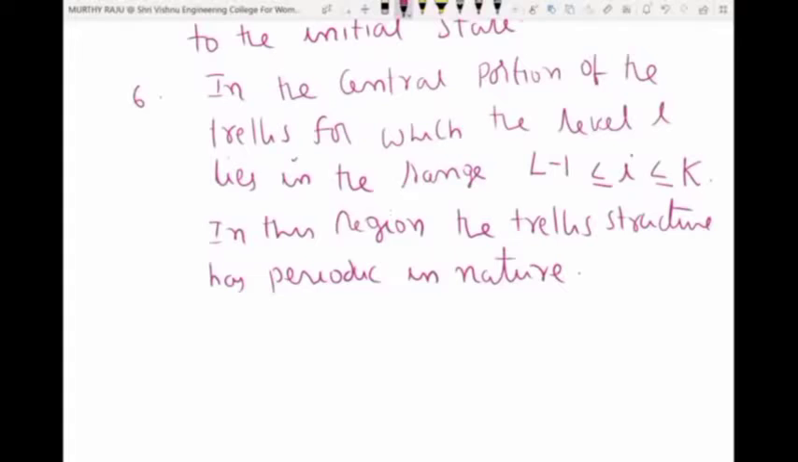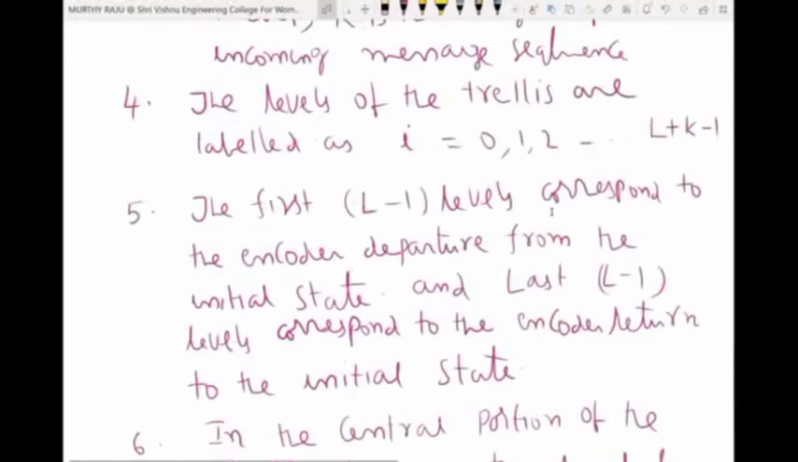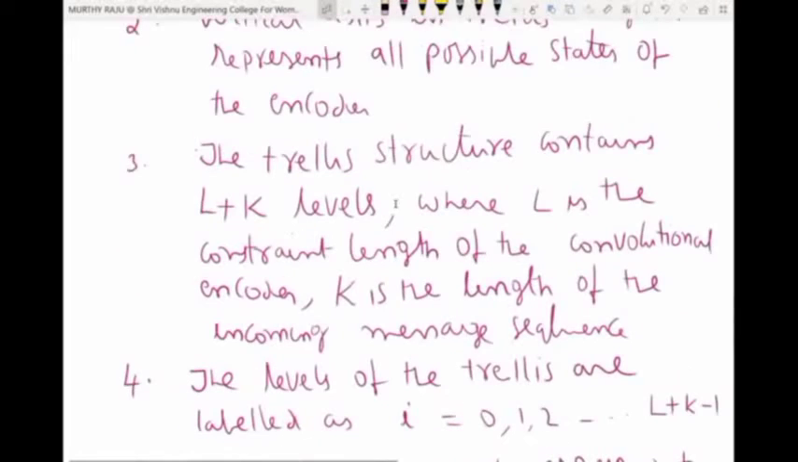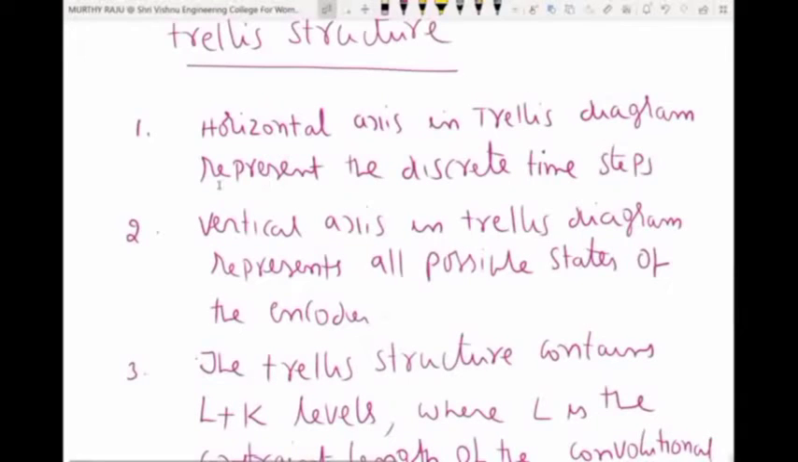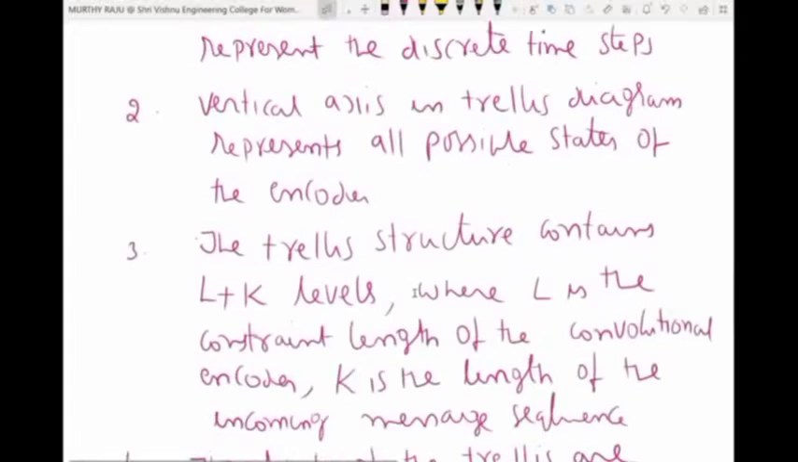Generally, the trellis structure will have L plus K levels, where L is called the constraint length of the convolutional encoder. K is the length of the incoming message sequence. Here, the horizontal axis in the trellis diagram represents the discrete time steps. The vertical axis represents all possible states of the encoder.